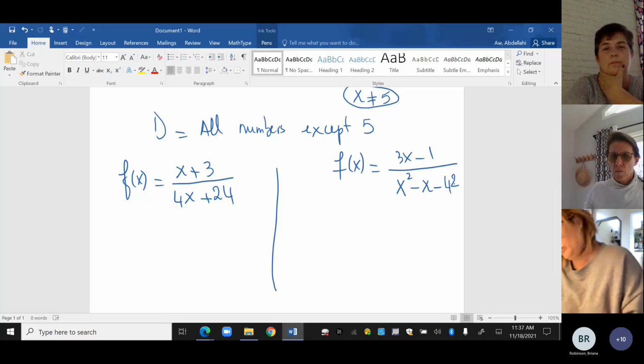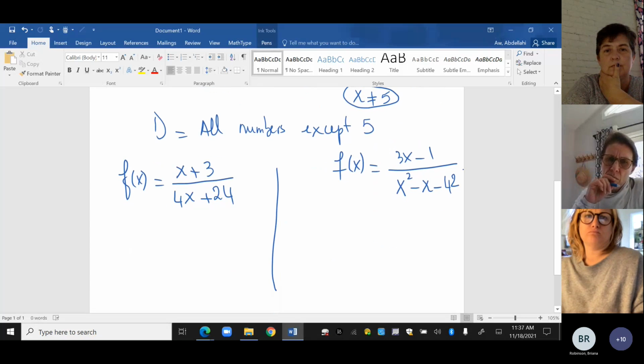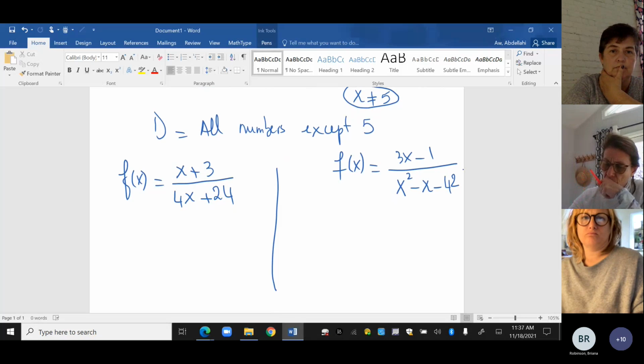Always your starting point is to set the denominator cannot be 0. That's going to be your starting point. Denominator cannot be 0. And don't try to guess, try to solve it. Try to solve the equation, okay? Go ahead, please.